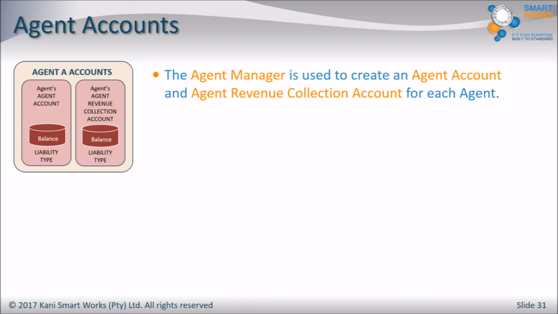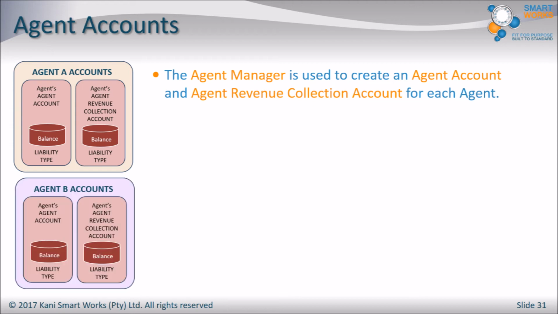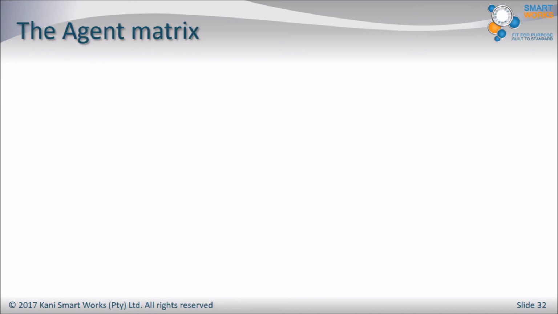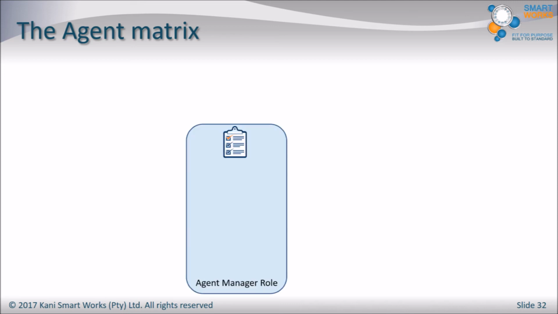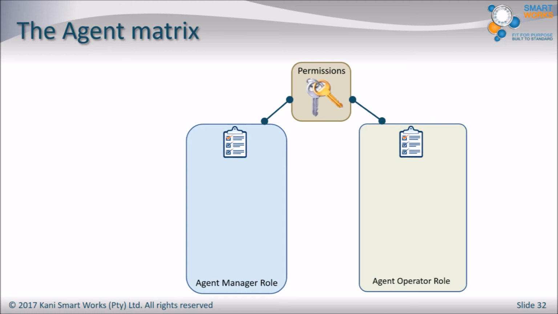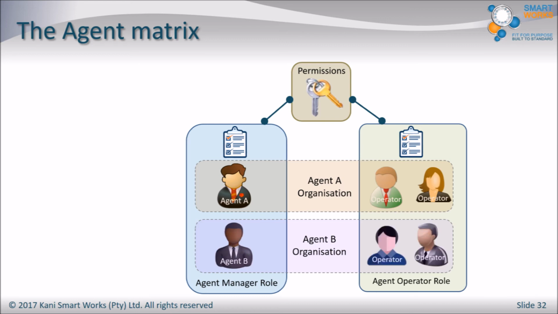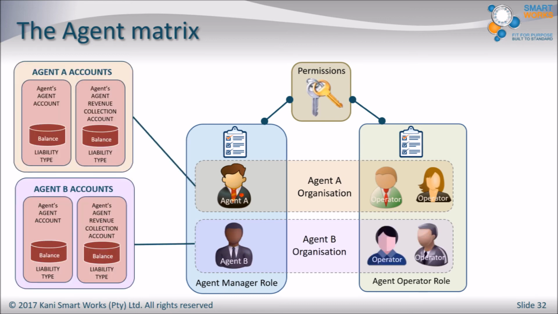Agent accounts. The agent manager is used to create an agent account and an agent revenue collection account for each agent. This ensures that all financial activities made by these individuals will be associated with this agent's account. A picture tells 1,000 words. The agent matrix. Create the roles agent manager role and agent operator role. Note that the same roles can be used across all your agents, and link them to permissions. Create agent accounts for each agent and then link the users to each particular agent account.